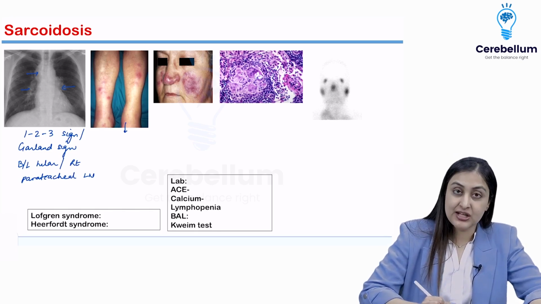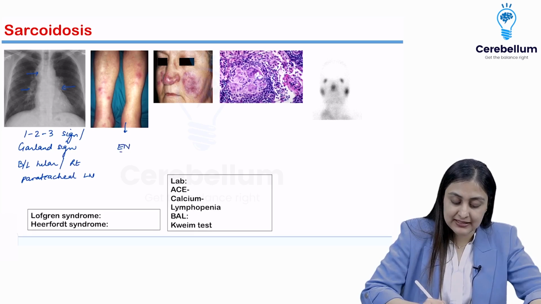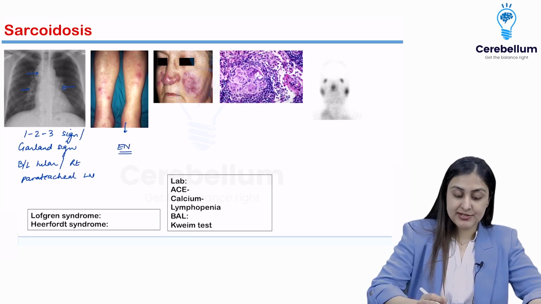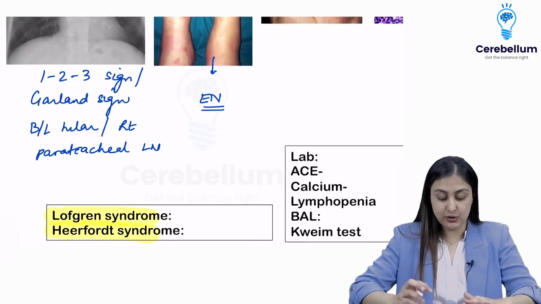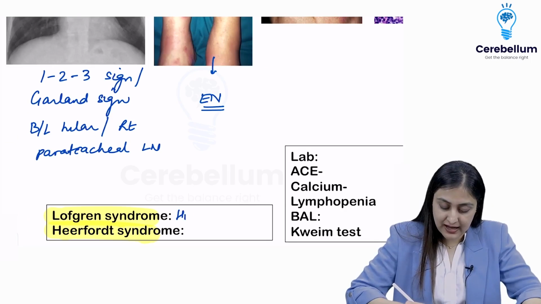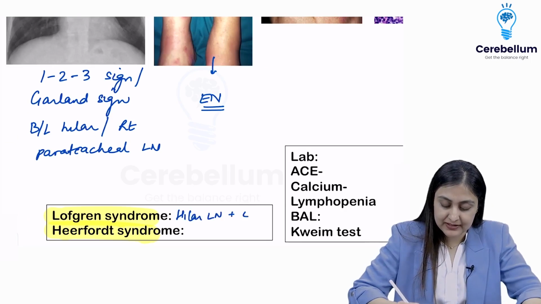What you see on the shin are these tender lesions which are erythema nodosum. So what they ask you are 2 named sub-syndromes of sarcoidosis. So one is Lofgren. So Lofgren is hilar lymph nodes with erythema nodosum.